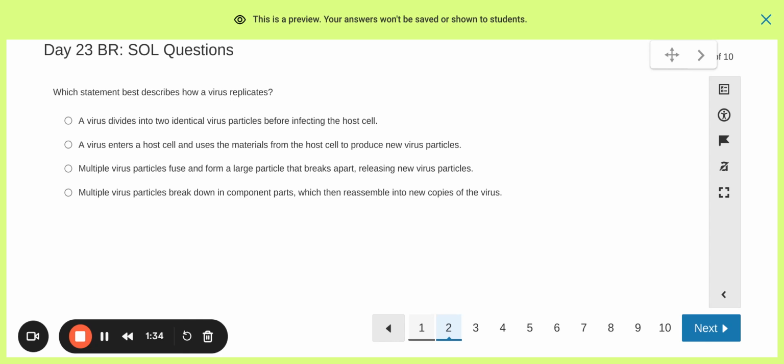There's nothing mentioning a host there, so it's out. And the last one, multiple virus particles break down into component parts, which then reassemble into new copies of the virus. So again, the last one doesn't say anything about a host cell. So the only one with the host cell would be the second one, B.